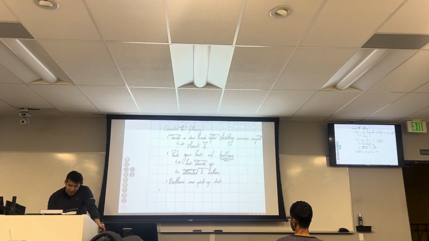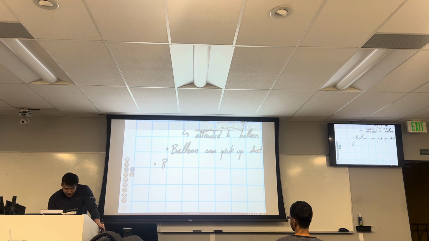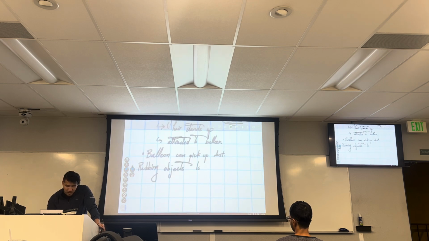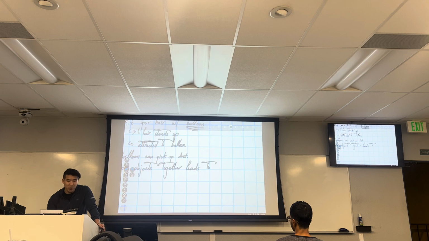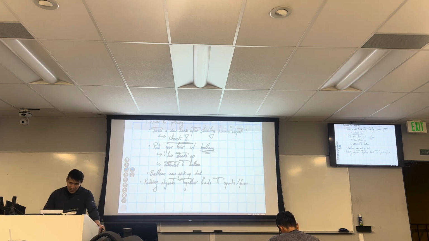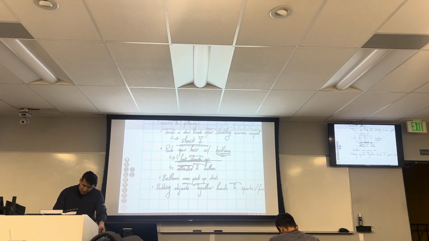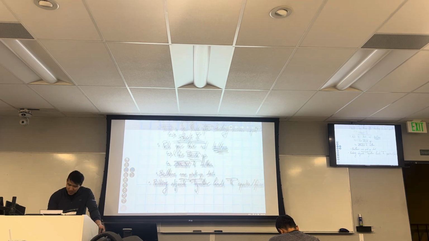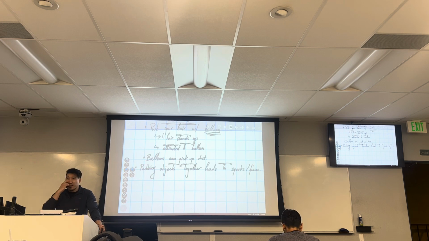So what do these have in common? It is that rubbing objects together leads to sparks or forces. Here, the shock, if you do it with the lights out, you're going to see that it actually lights up for a brief moment. Also, here, the hair is able to stand up, meaning it's able to fight gravity. It's attracted to the balloon, meaning obviously there's an attractive force going on. And the balloon can also pick up dust. Once again, there are forces. So rubbing objects together leads to these weird behaviors.